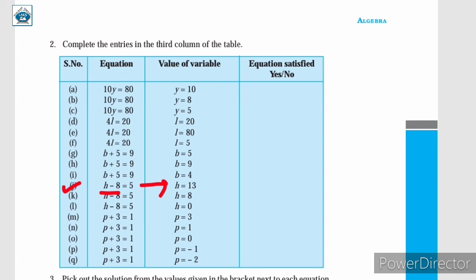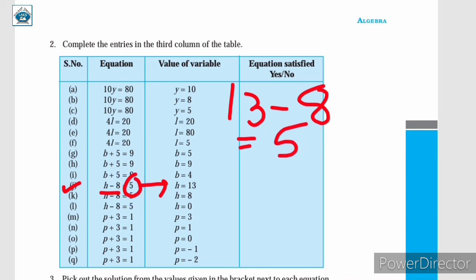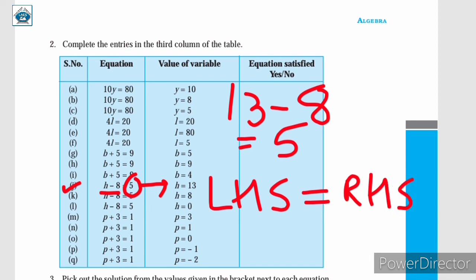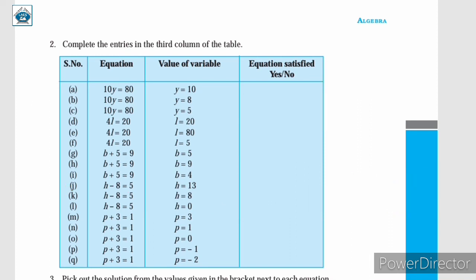तो जब हम लोग h minus 8 की जगह पे पुट करेंगे 13, we will have 13 minus 8. And what is 13 minus 8? It is equal to 5. And this is what we have on the right hand side. So here LHS is equal to RHS. So we can say that the equation is satisfied. So for the J part, when we took H is equal to 13, the equation is satisfied. So the answer is yes.